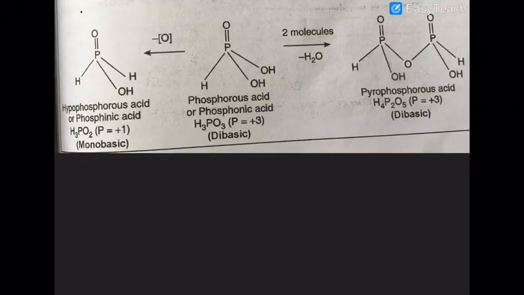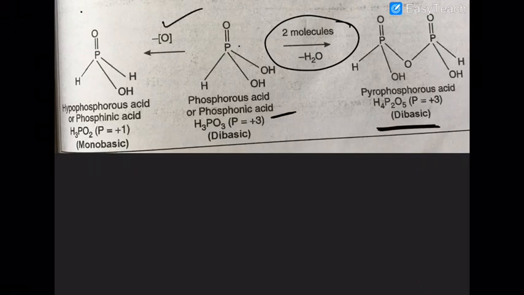Memorize it. Now similarly, if you have phosphorus acid and from two molecules remove one water molecule, you will get pyrophosphorus acid. And if from this you remove one of the oxygen, then you get hypophosphorus acid. I already told you how to get all those acids generally.